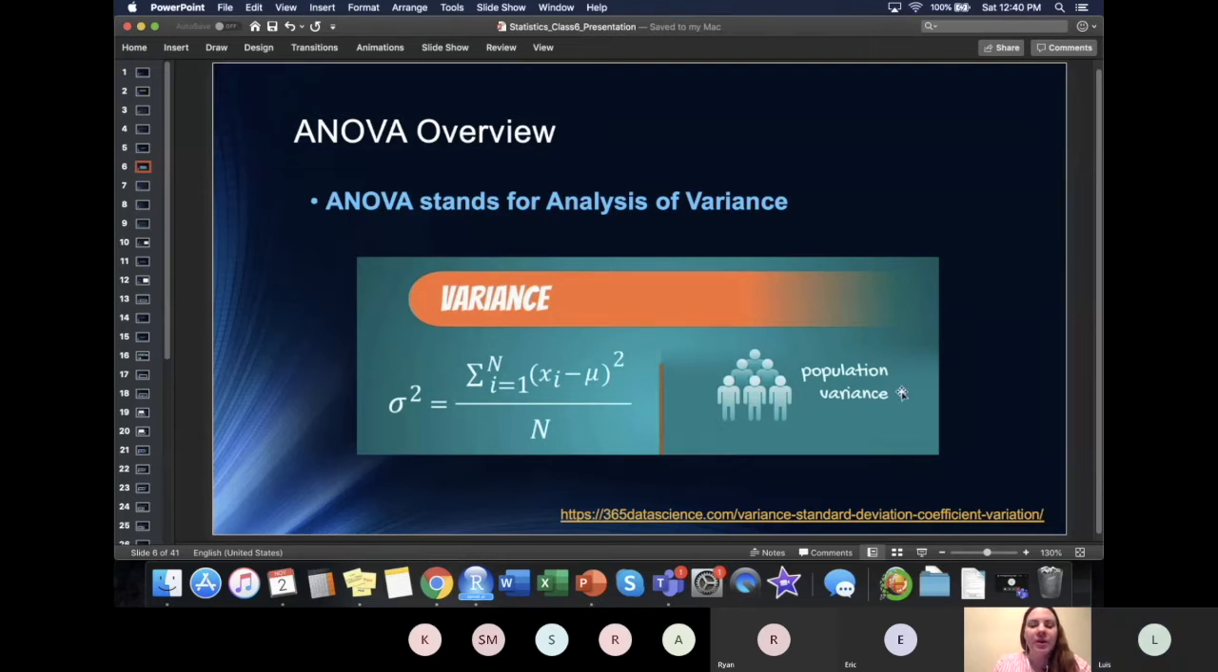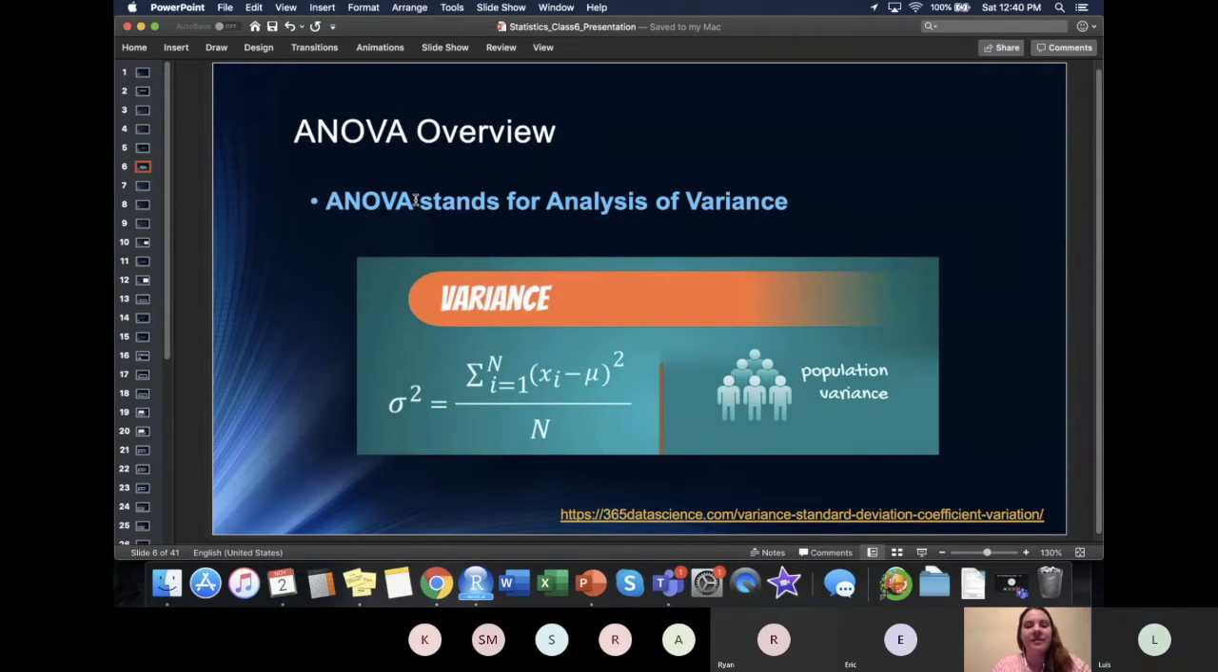Are there any questions about that and this formula in particular? I want to make sure that that's clear. Okay, I'll move on. So this is used a little differently in ANOVA, but it's all based on variance.